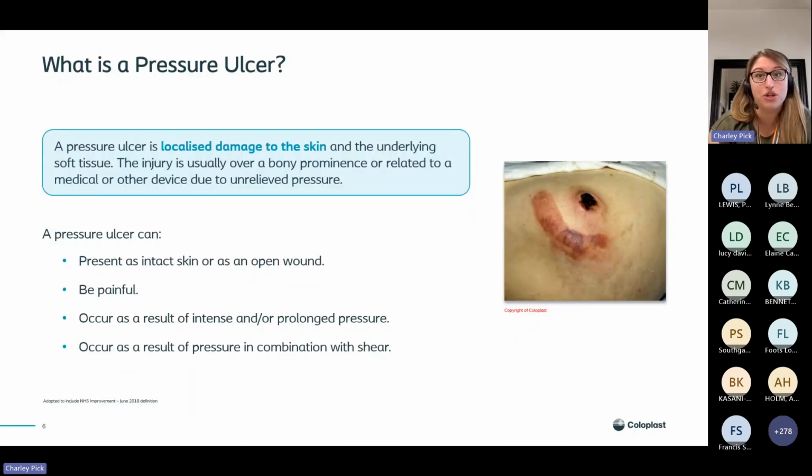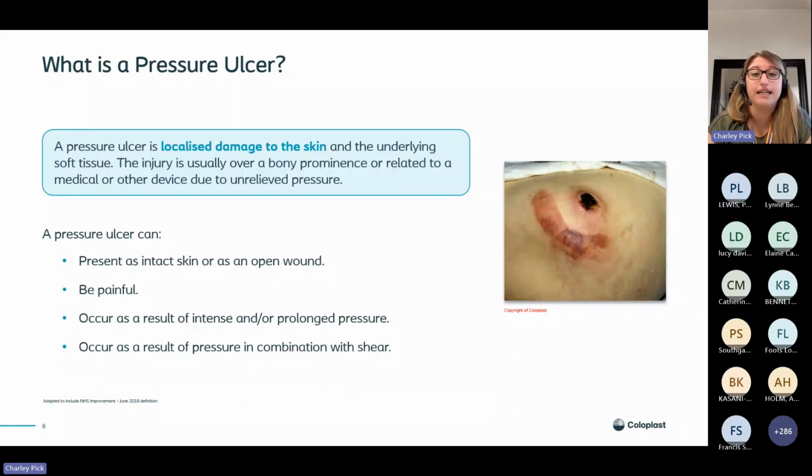So it's Stop the Pressure Week, Stop the Pressure Day actually today. So today's Coroners Court is all about pressure ulcers, and we need to start by understanding what a pressure ulcer is. So a pressure ulcer is a localized damage to the skin and the underlying soft tissues. The injury is usually over a bony prominence, and I say usually because it can also be related to a medical or other device. So if your patient has been laying on their television remote for the whole night, it could be the television remote that has caused that pressure damage.